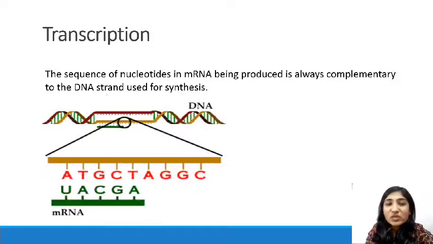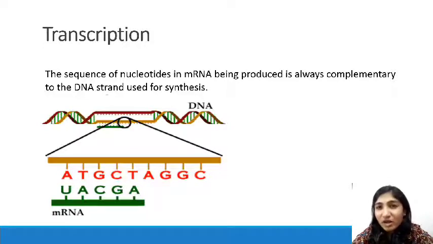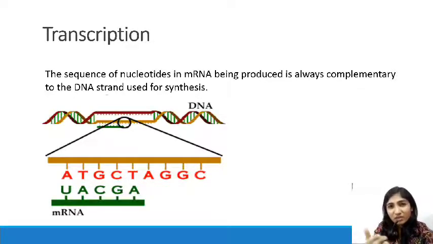Now the sequence of nucleotides. You must know what the nucleotides are. DNA or RNA are made up of sequences of nucleotides. The nucleotides are adenine, guanine, cytosine, thymine. And in RNA, the same nucleotides are there, adenine, guanine, cytosine, and thymine is replaced by uracil. Now, RNA is nothing but the disposable copy of DNA.